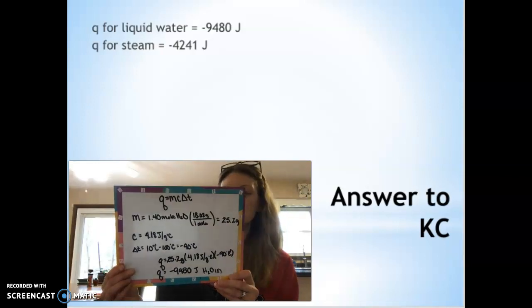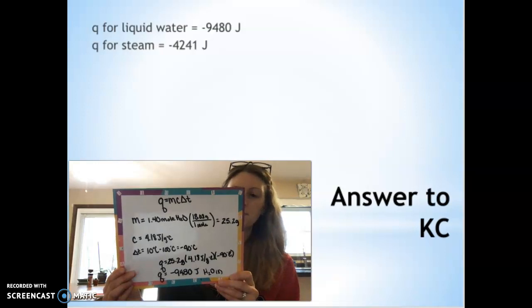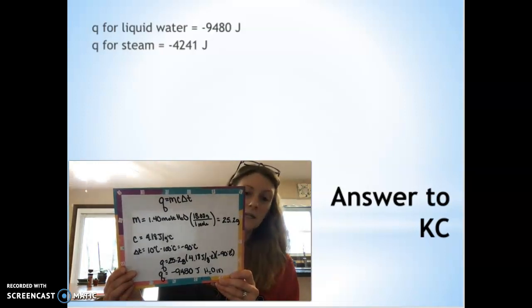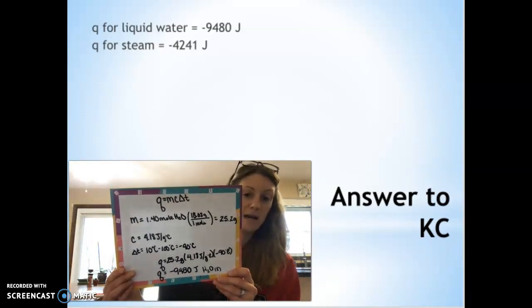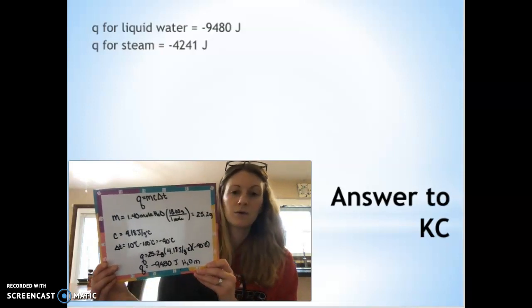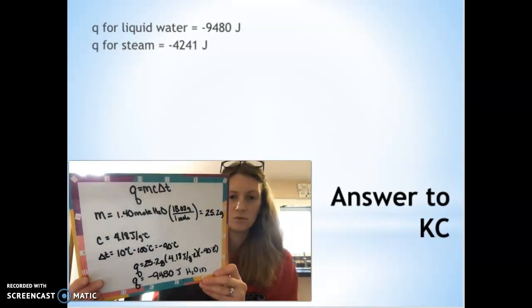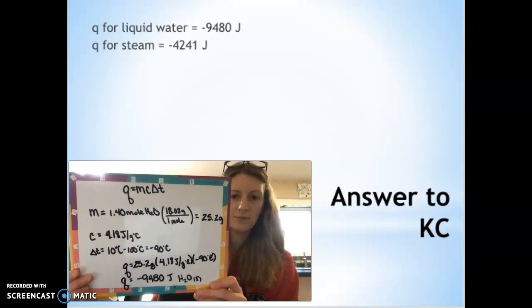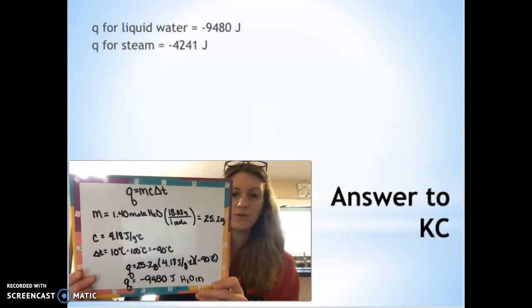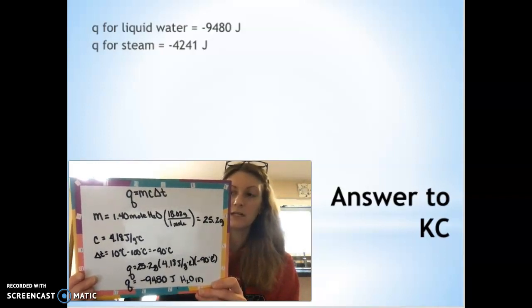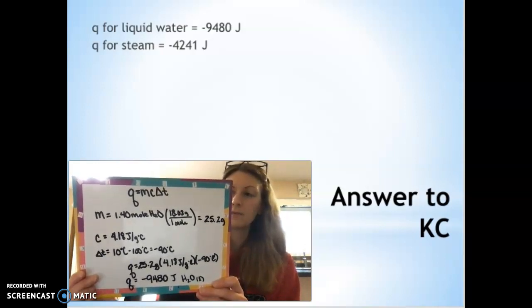Hopefully we can see this, but the equation you're going to use is Q equals mc delta T. Your first step is to convert the moles that I gave you into grams because we're talking about mass, and mass is grams. In order to do that, you need to take your 1.4 moles of water, in this case the liquid water, because moles is on top, needs to go on bottom to cancel out. So you're going to multiply by the molar mass, which is 18.02 grams, to get 25.2 grams of water.